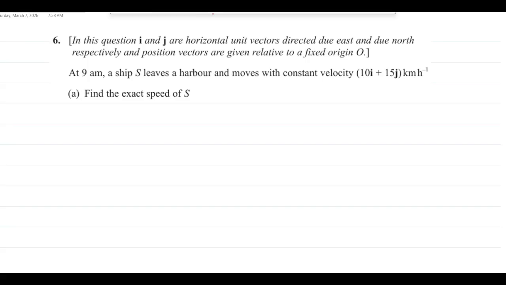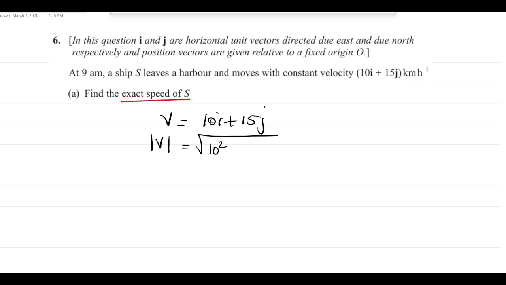Question number 6. Find the exact speed of the ship. The velocity of the ship is given as 10i plus 15j. Let's find the magnitude of the velocity, that is the speed of the ship. So square root of 10 squared plus 15 squared, which is the square root of 325.